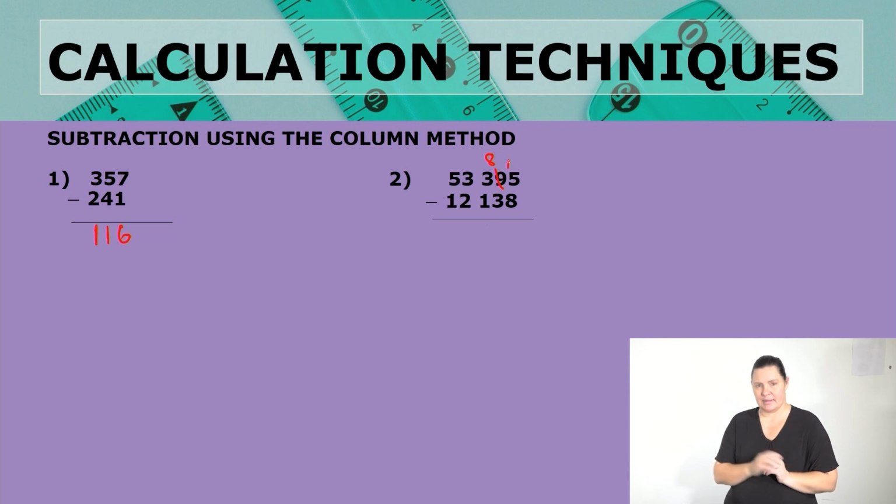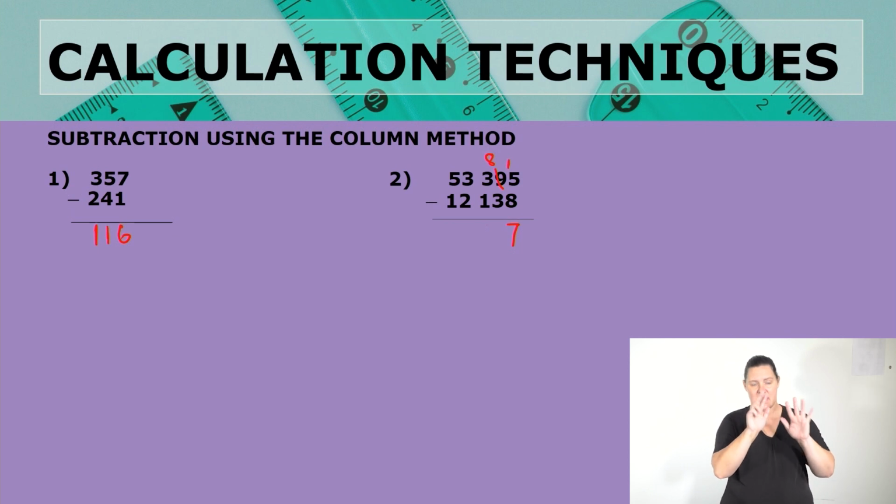And now this means that that 10 goes to the ones and I have 15 ones. So now 15 ones minus 8 ones. That leaves us with 7 ones. Then we have 8 tens minus 3 tens, and that gives us 5 tens.